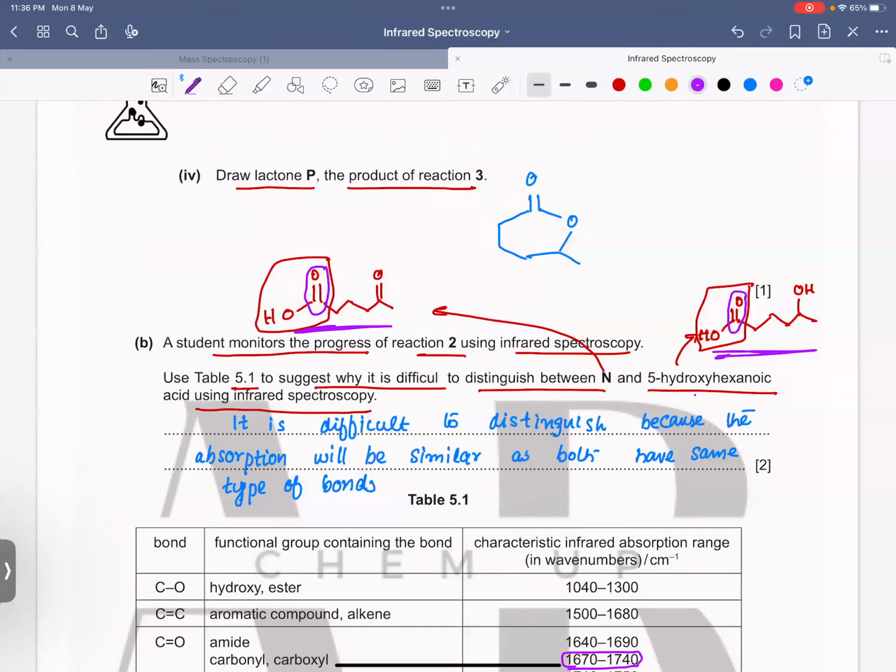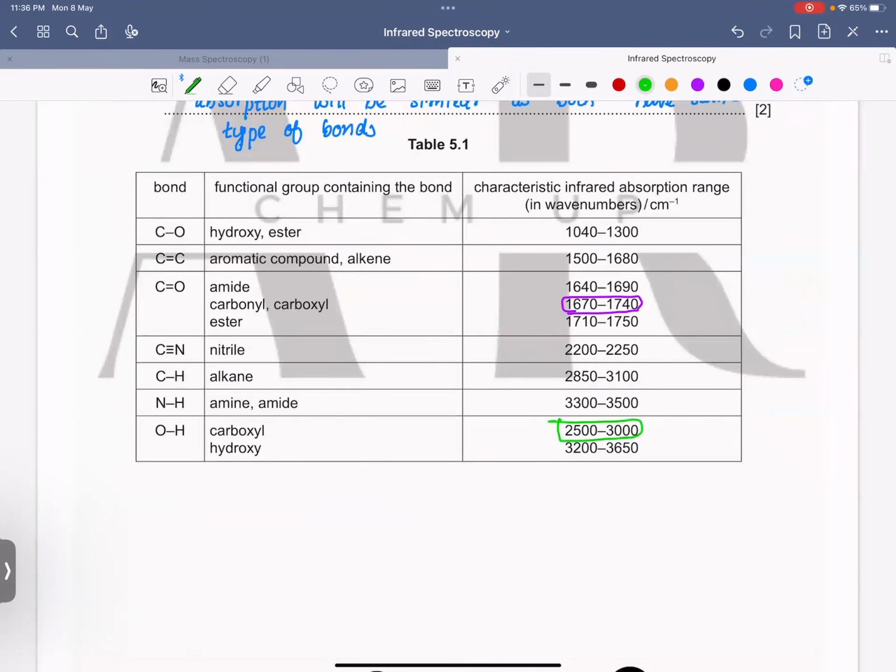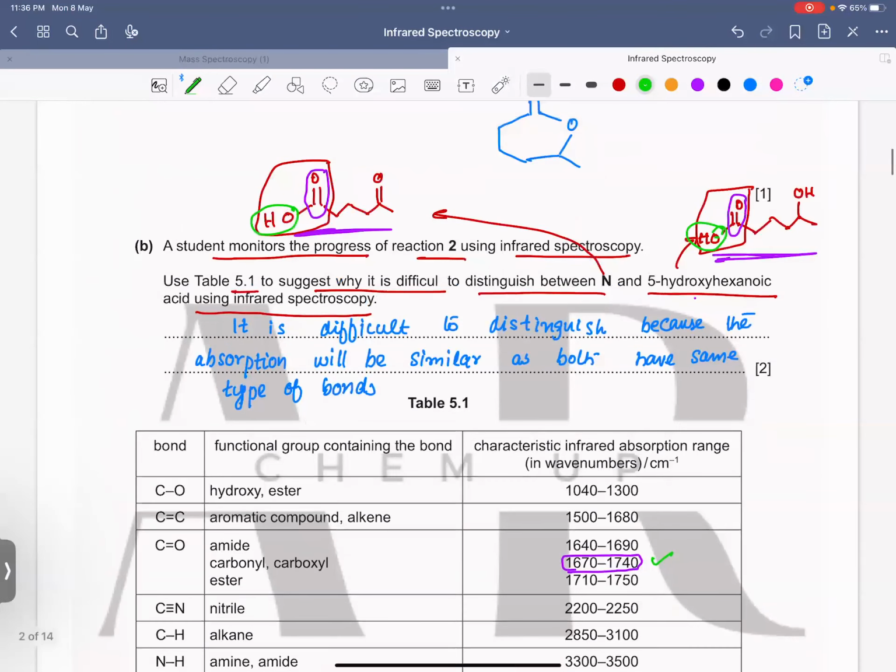Now see, both have an OH of carboxylic acid. So we are going to get this signal in both the spectrums, and this signal in both the spectrums, right? So that's why it would be difficult to figure out which spectrum belongs to which compound. Correct.